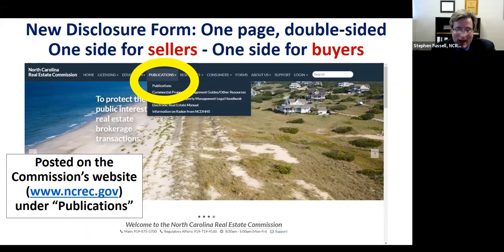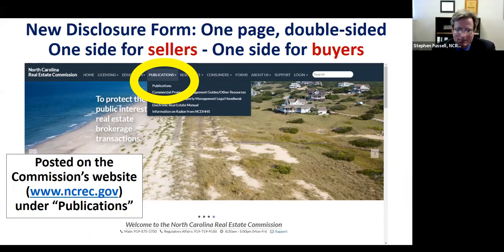But if you have a client, a seller, who says, well, I want to sell and buy, or if a buyer calls you and says, I want to buy something, but I also have a property to sell, you can use one form for both transactions. You just need to make sure that you save that document in both transaction files. So in other words, for your listing file and your buyer file, you need to have a copy of this form in both files.